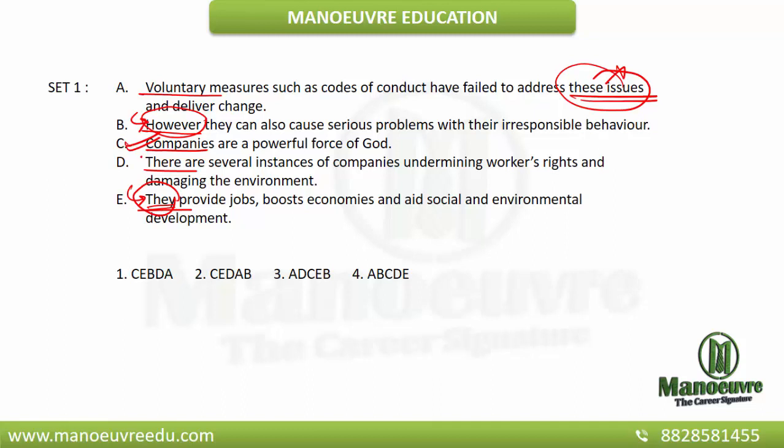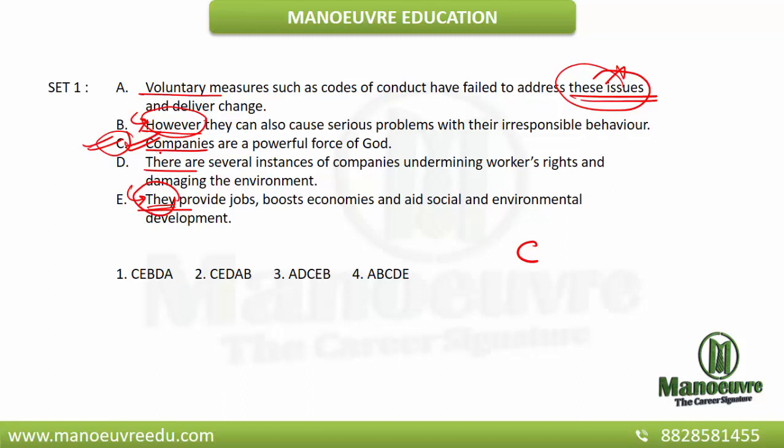Now let us look at statement D before we come to a final conclusion. There are several instances of companies undermining workers' rights and damaging the environment. Although yes, this also is a complete sentence in itself, still statement C sounds more like the opening statement, and therefore our first statement in the paragraph is going to be C. Now let us see which logically follows this statement and makes a comprehensible, meaningful paragraph.